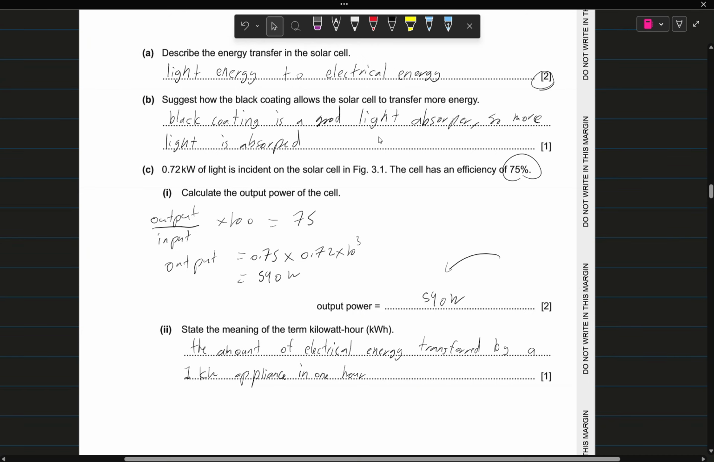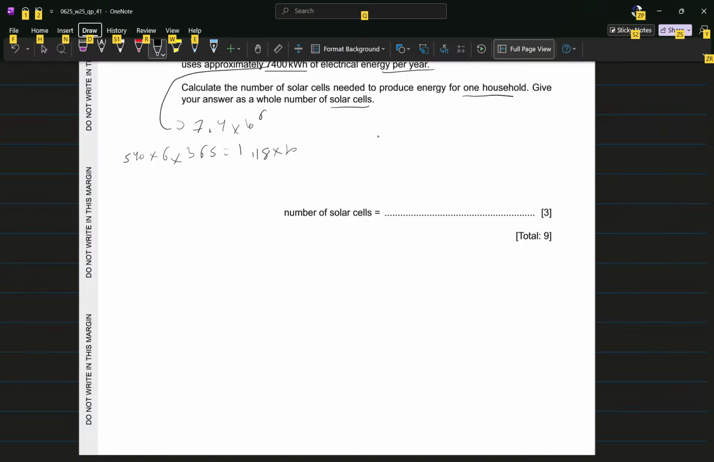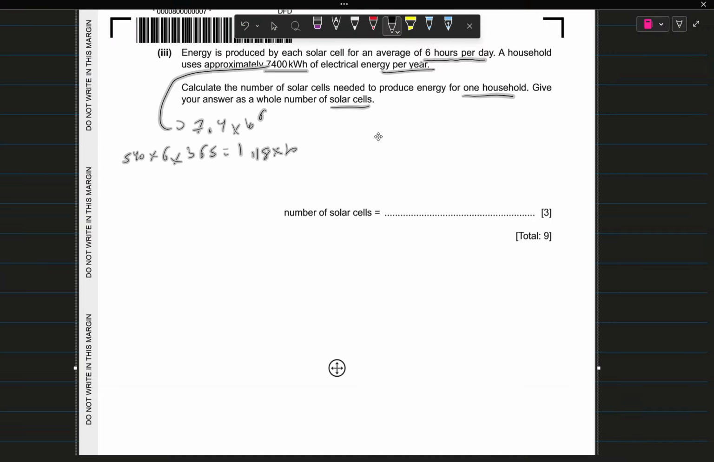If we actually want to find it for the whole year, then we need to multiply 540 by 6 for 1 day, and then multiplied by 365 to get the useful power for the whole year. So 540 times 6 times 365 will be about 1.18 times 10 to the power of 6.